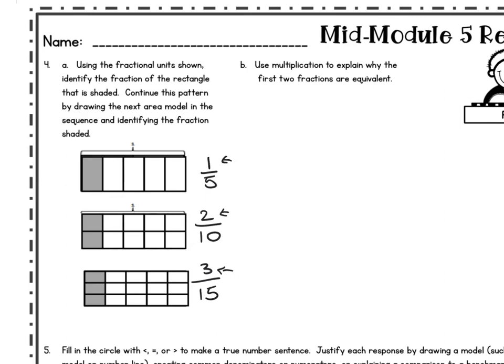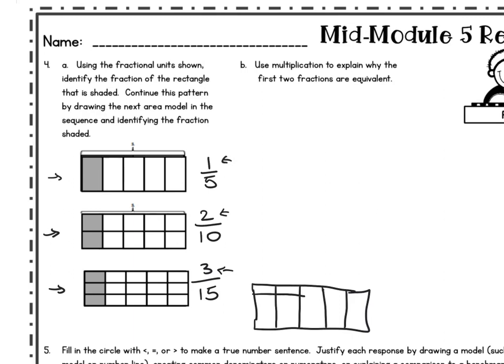So we have no horizontal split on this tape diagram, or sorry, area model. And then we cut it in half here and then into 3 equal parts here. So our area model for the next fraction is going to be split into fifths vertically. And then we're going to cut it into 4 equal parts horizontally.